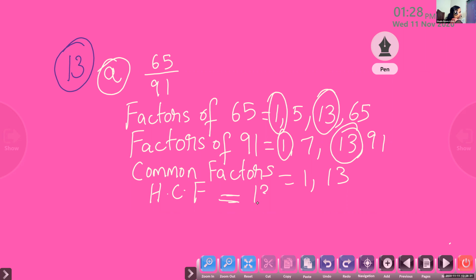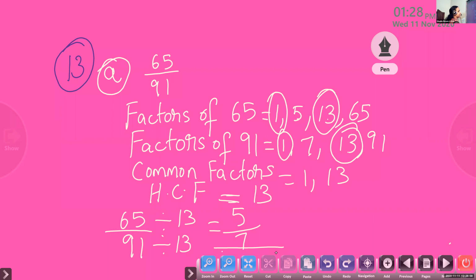13. Now all the children, please divide the fraction by HCF 13. 65 divided by 13 and 91 divided by 13. 5 by 7. Ma'am, we should write this calculation in the book. Yes. You can see 5 into 13, so 5; 7 into 13, so 7. So the lowest form of this fraction is 5 by 7.